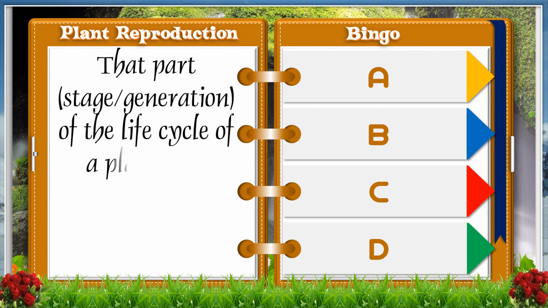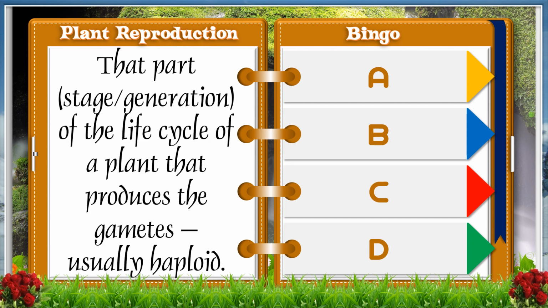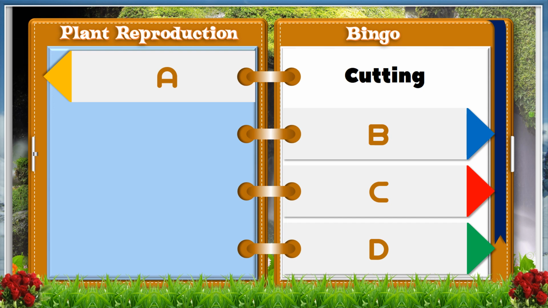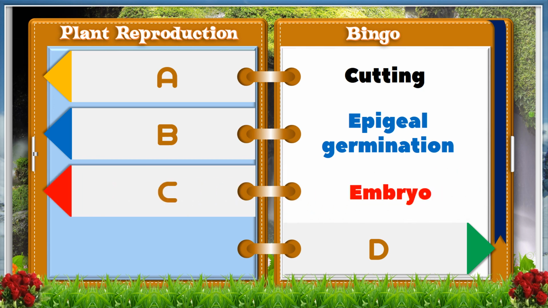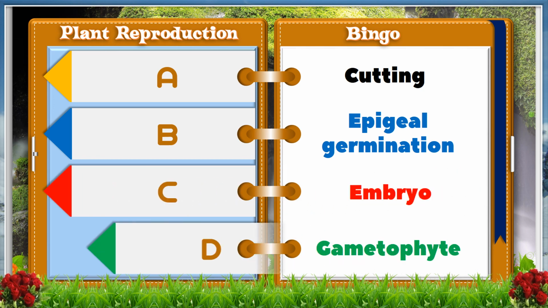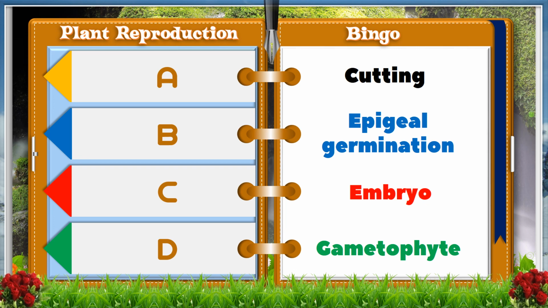That part, stage or generation of the life cycle of a plant that produces gametes, usually haploid. A. Cutting. B. Epigeal germination. C. Embryo. D. Gametophyte. And the answer is D. Gametophyte.